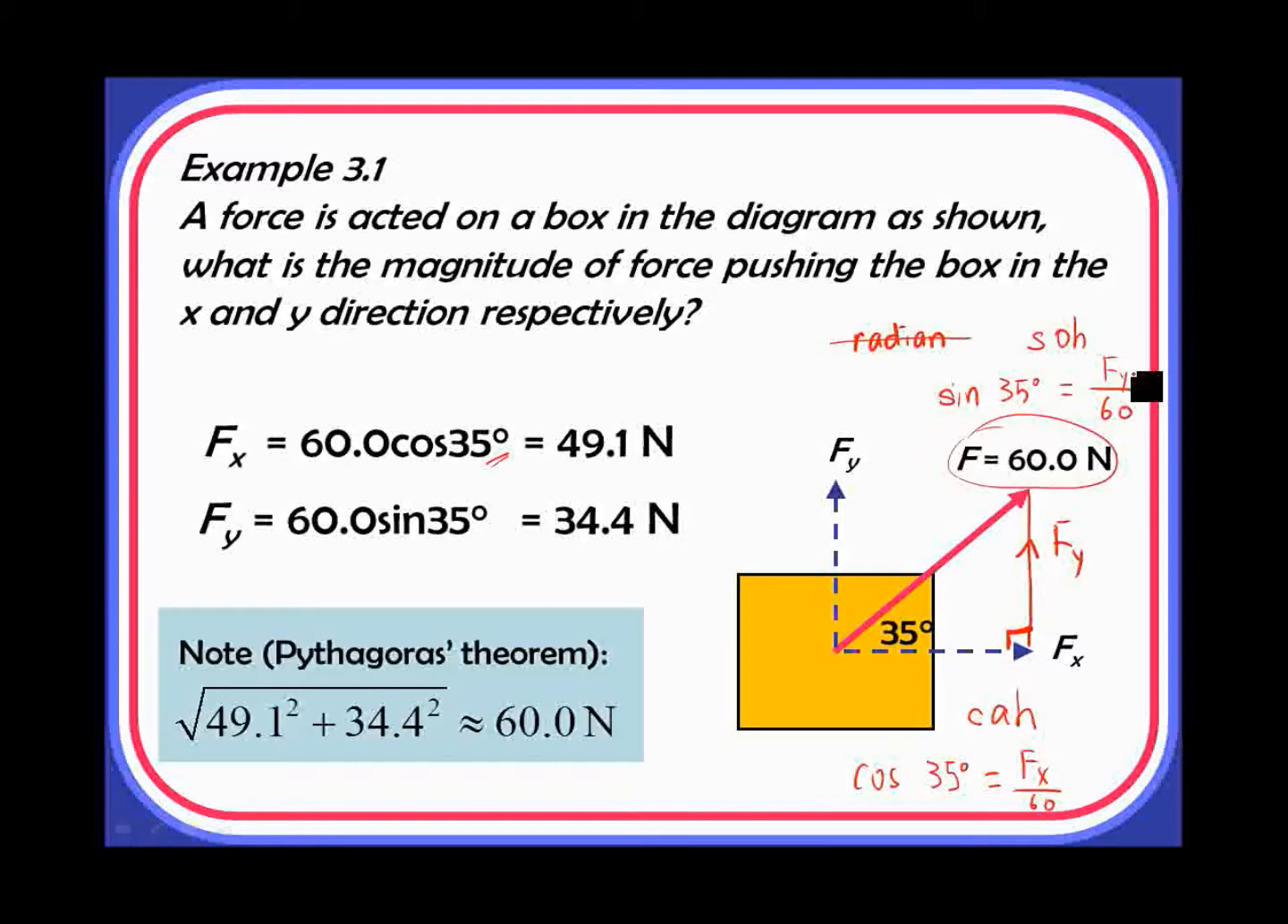Also take note that because the two vectors, namely your Fx and Fy, are perpendicular, I can use Pythagoras theorem to check that the resultant, which is the 60 Newton, remains 60. This is to check whether you have resolved it correctly or not. So what you do is you take Fx, which is here 34.4, Fy here 49.1, and use Pythagoras theorem to find out what this hypotenuse is. You do a check. If it's 60, same as the given value, that means you have resolved it correctly.